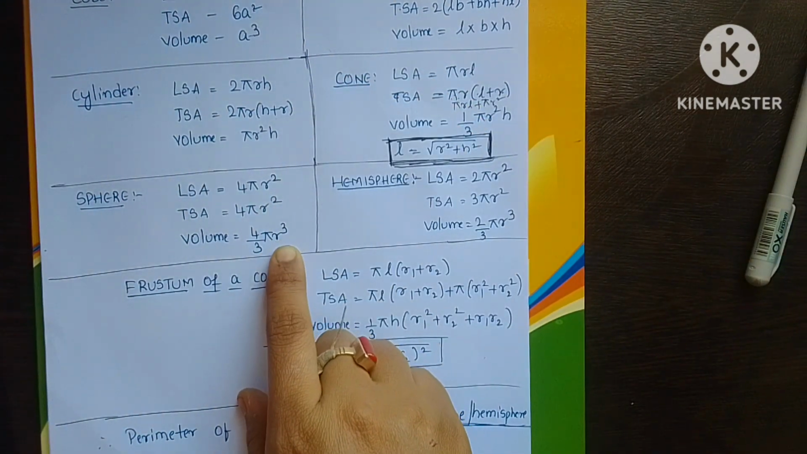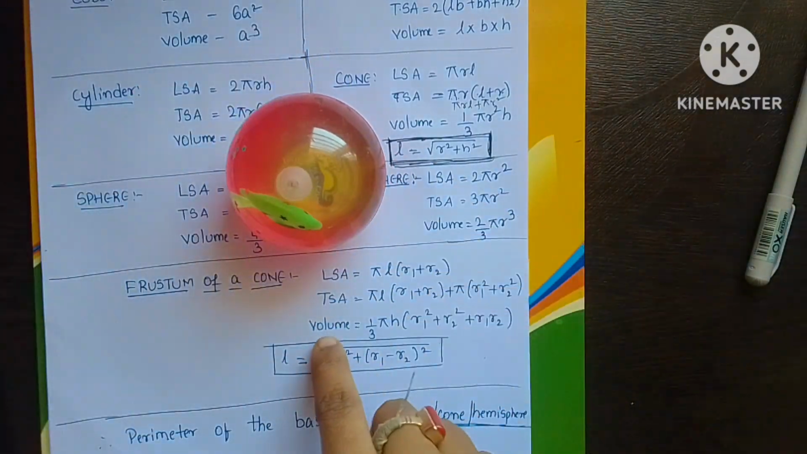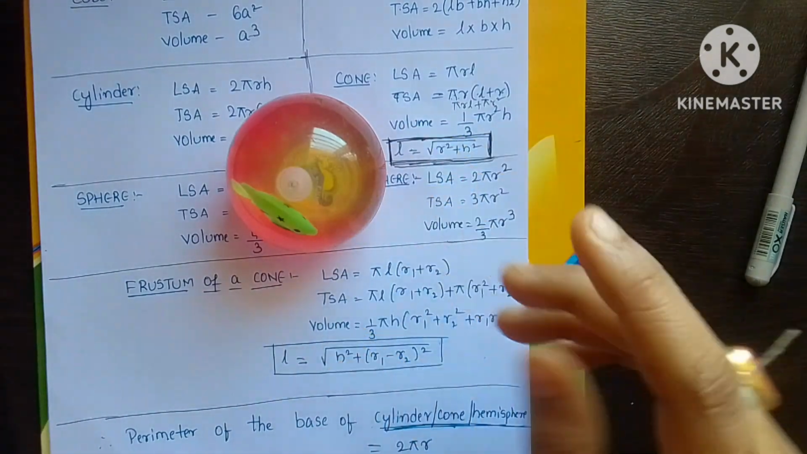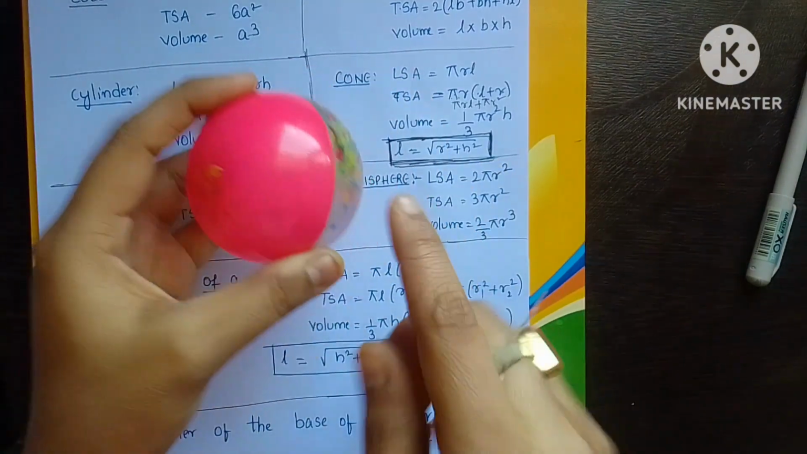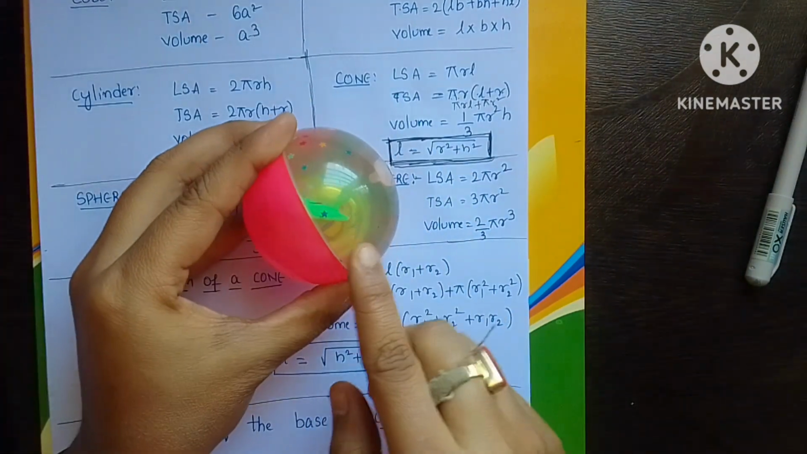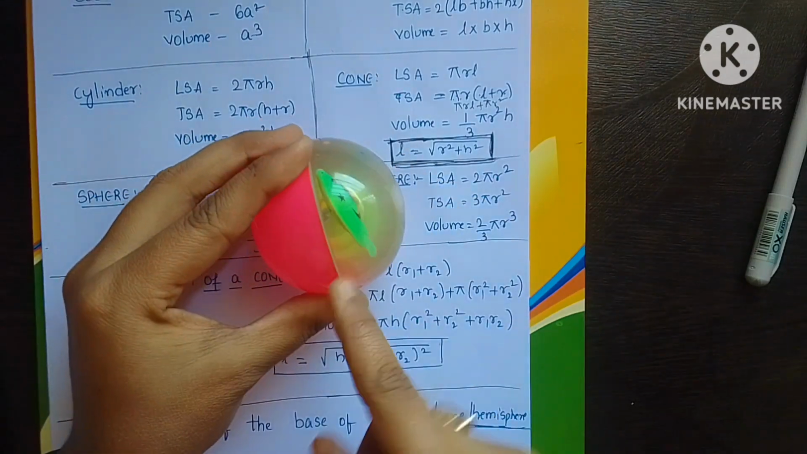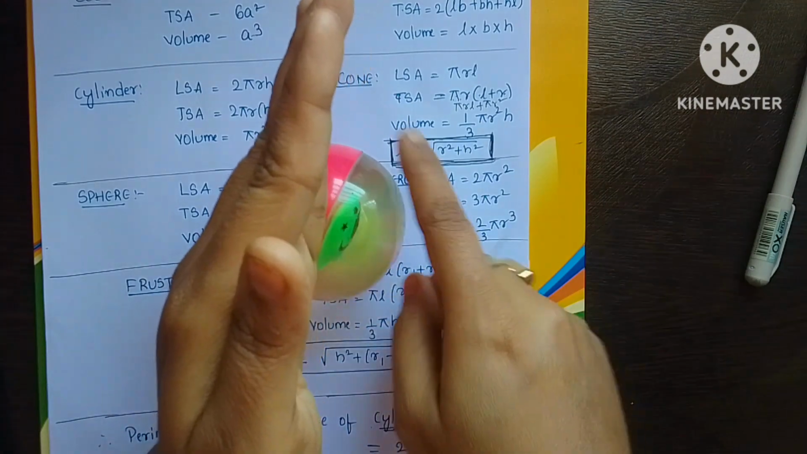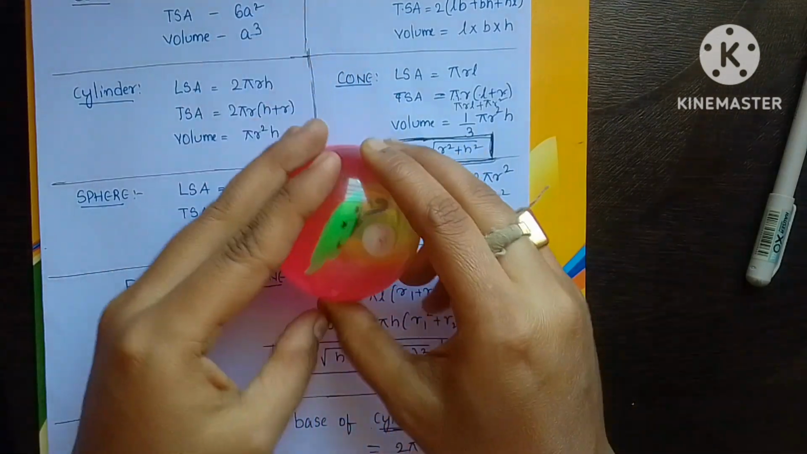3 pi r cube. Volume means how much space it is occupying: 4 by 3 pi r cube. Next, hemisphere. If you cut this sphere in the middle, you will get a hemisphere. If you cut this part, the remaining part is known as the hemisphere. So how much are we getting here?